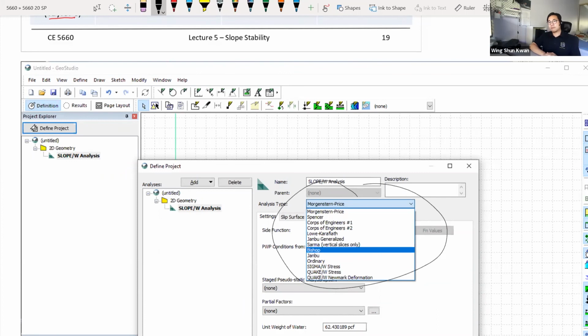Or I will do hand calculations myself quickly. If I can afford the time, I will do the method of slices. If I don't have the time, maybe I will do a single free body diagram analysis to get a quick sense of what's going on at the site before I blindly believe what the computer is telling me. So any questions?